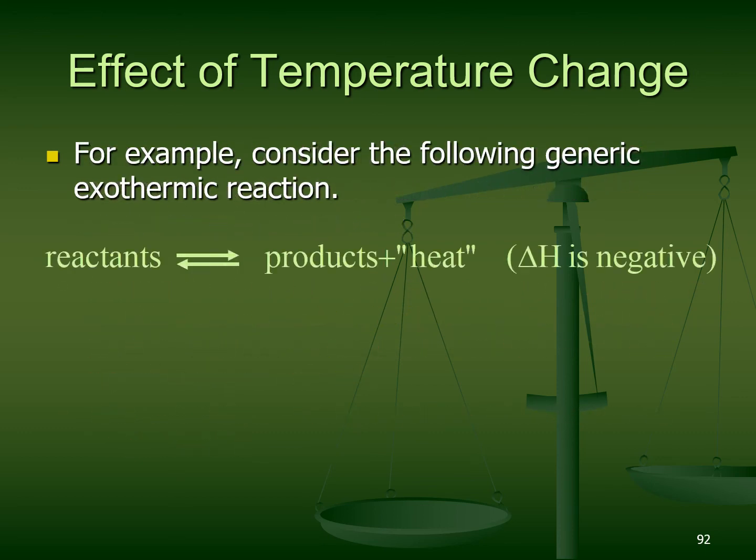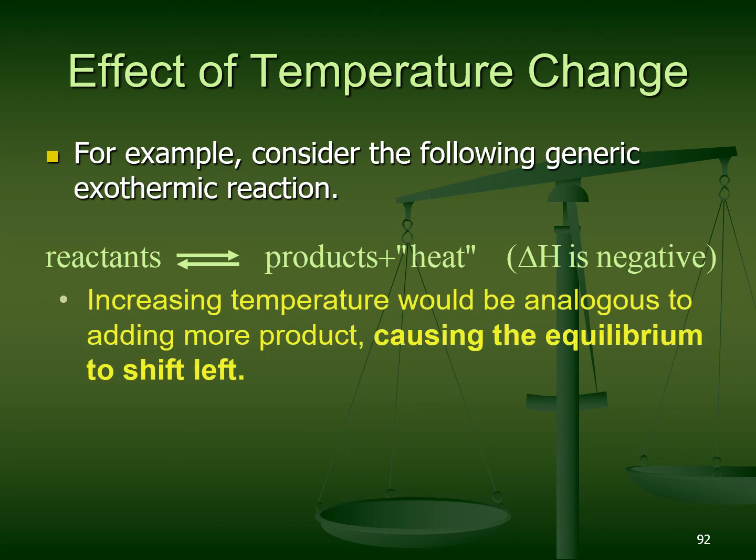So for example, what if you have an exothermic reaction? Now don't forget, exo and endo can't change. It just is what it is. But if you're told it's an exothermic reaction, or if you're told delta H is negative, then you know heat is a product. So what happens if you increase the temperature? Well, it's the same thing as adding a product, so it will shift to the left.